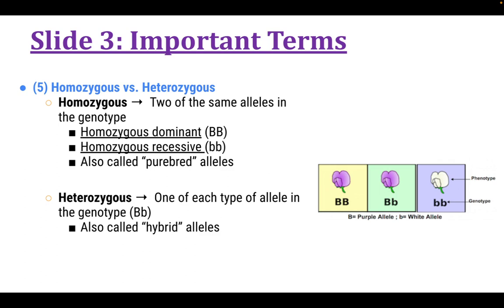Remember, with homozygous dominant, they will express the dominant trait. Homozygous recessive will express the recessive trait. Heterozygous individuals, we sometimes call those hybrid alleles, which means that they get one copy of each. The prefix hetero means different, so they have one dominant and one recessive allele. But as you know, the dominant trait will mask the recessive, so even though their genotype is different from the homozygous dominant, the traits that they express are the same.